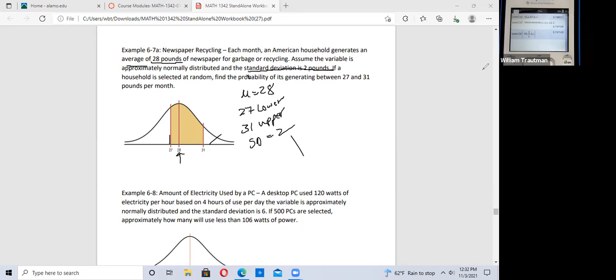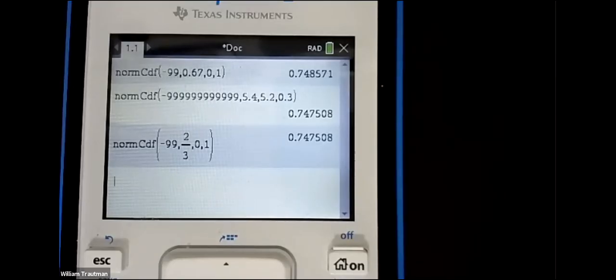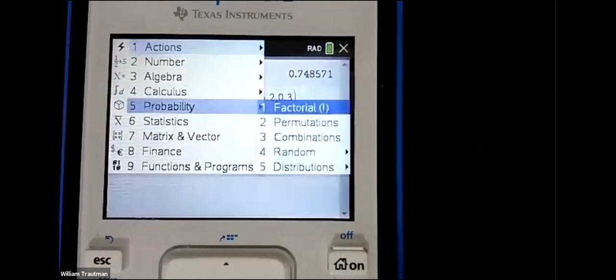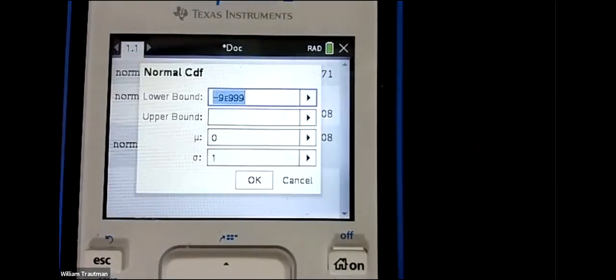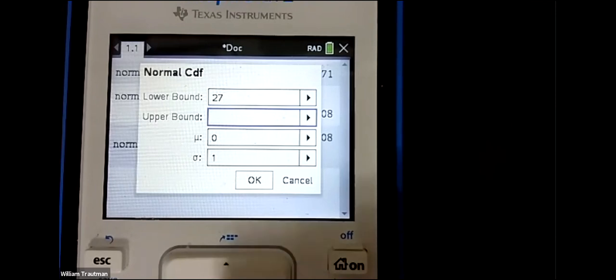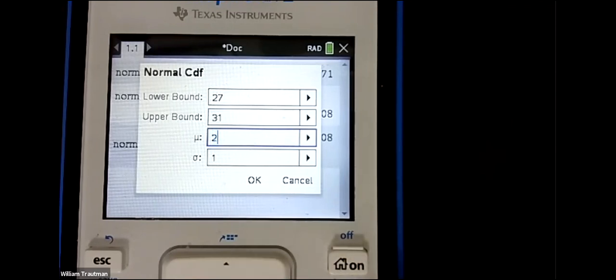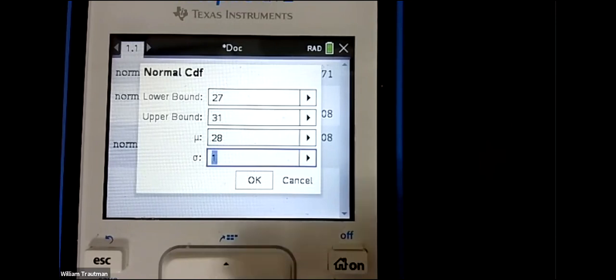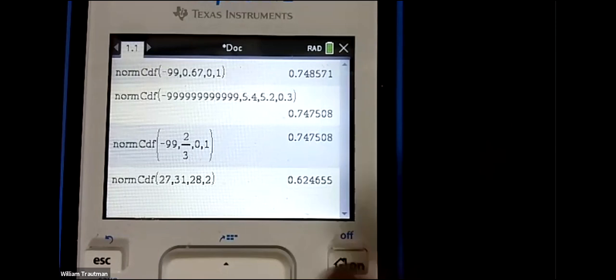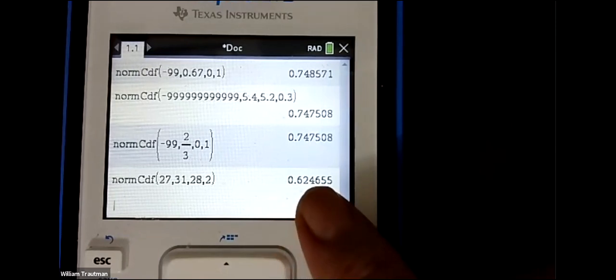So if I go to my calculator now, I'm going to go to menu, 552. The lower we already said was 27, so I'm not even putting Z values in. The upper was 31. The average was 28. And the standard deviation we said was 2. When you type that in, it tells you what percent of the graph is shaded in, 0.6247.